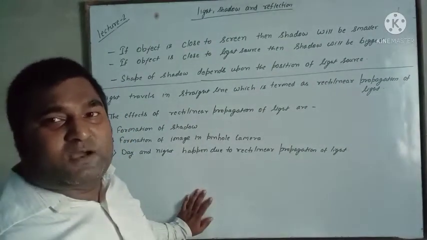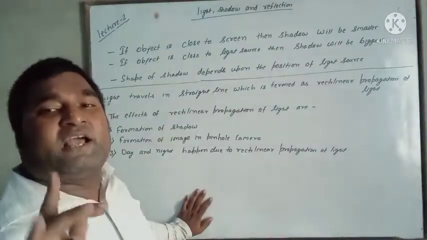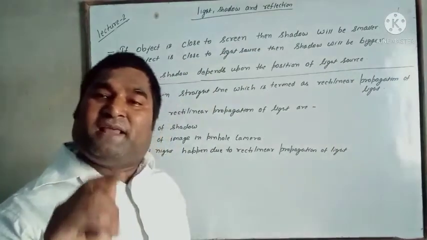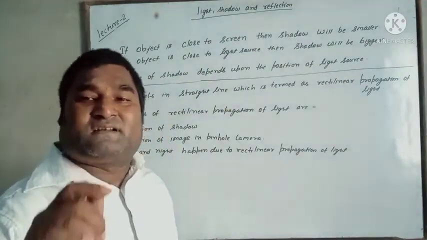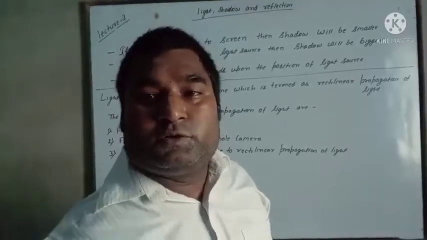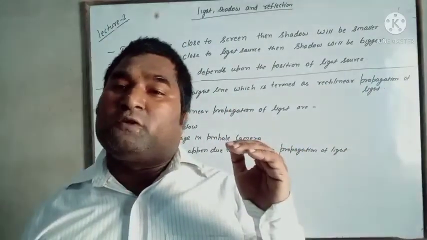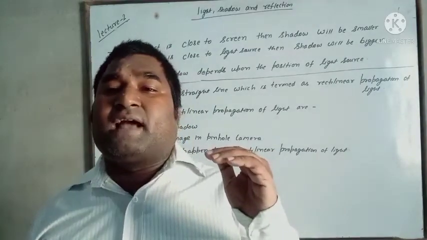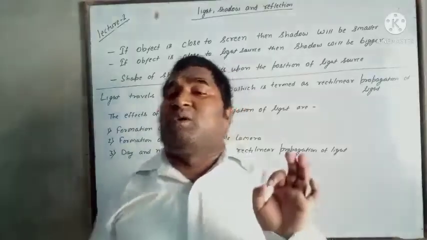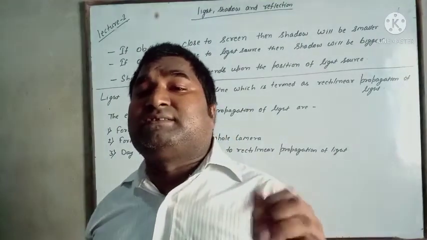a straight line, to aap boliyega sir formation of shadow, formation of day and night and formation of image in the pinhole camera is the example which explains that light travels in the straight line, meaning light shows rectilinear propagation. So as I was saying, the formation of shadow, formation of image in pinhole camera and formation of day and night happens due to rectilinear propagation of light. You can say these three are the examples which show that light travels in straight line.